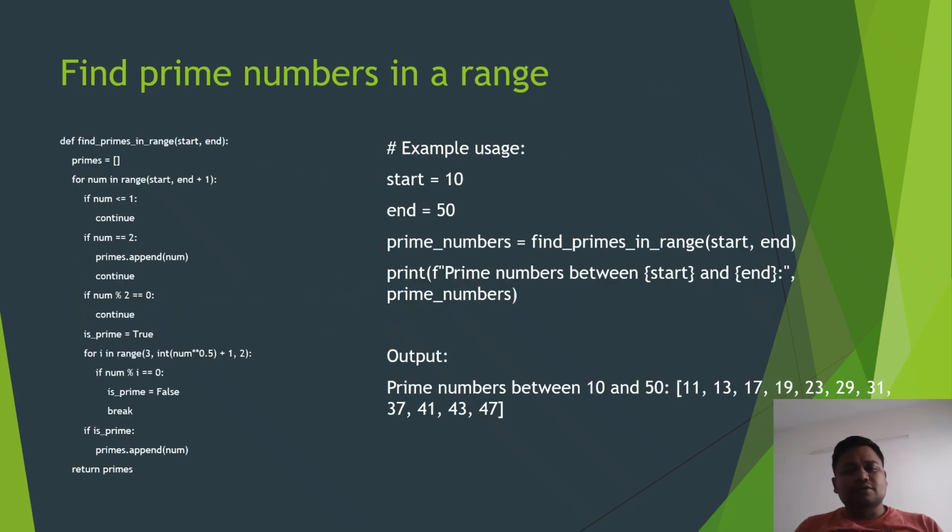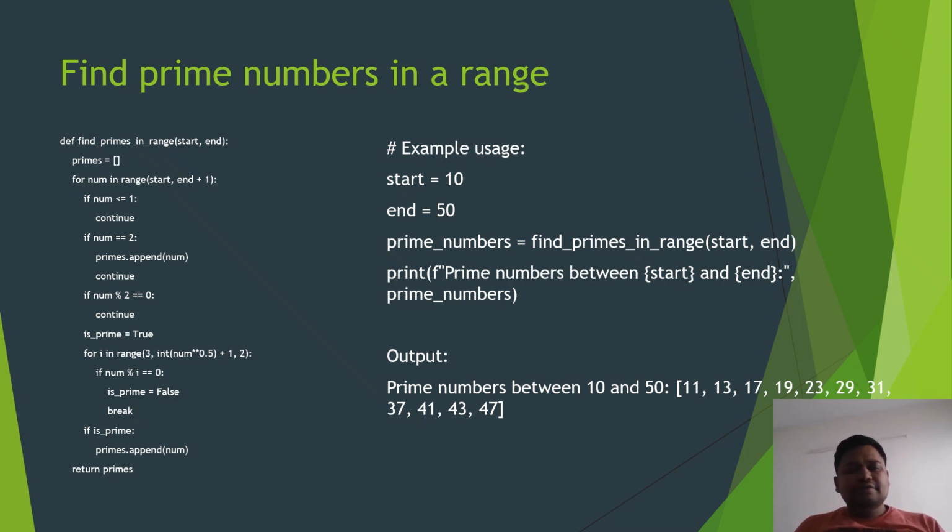Then finally we come to find all the prime numbers in a range. So we declare a function called find_primes_in_range with start and end. An example usage is start is equal to 10, end is equal to 50. prime_numbers is equal to find_primes_in_range with two arguments, start comma end. Print prime numbers between start and end, comma, prime_numbers, which will be the returned value of the function find_primes_in_range. So the output will be: prime numbers between 10 and 50 is 11, 13, 17, 19, 23, 29, 31, 37, 41, 43, 47.